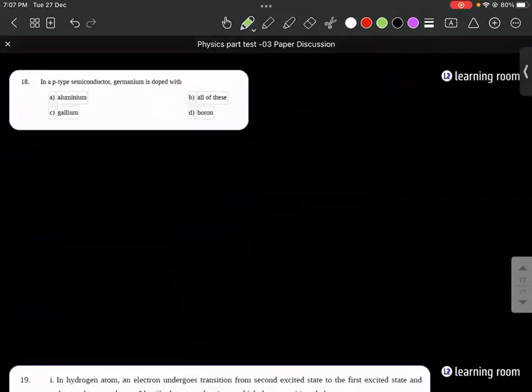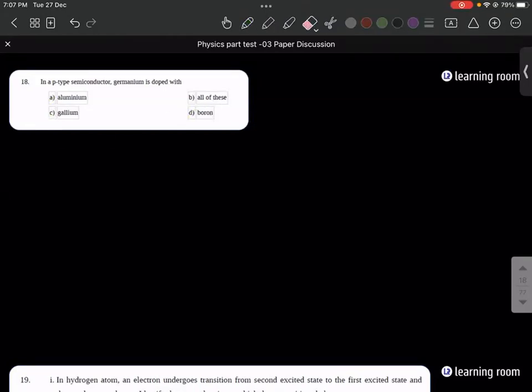In a P-type semiconductor, germanium is doped. Obviously, you need to dope with a trivalent impurity. What are the trivalent? Gallium, aluminum. All three, no? Yes, sir.